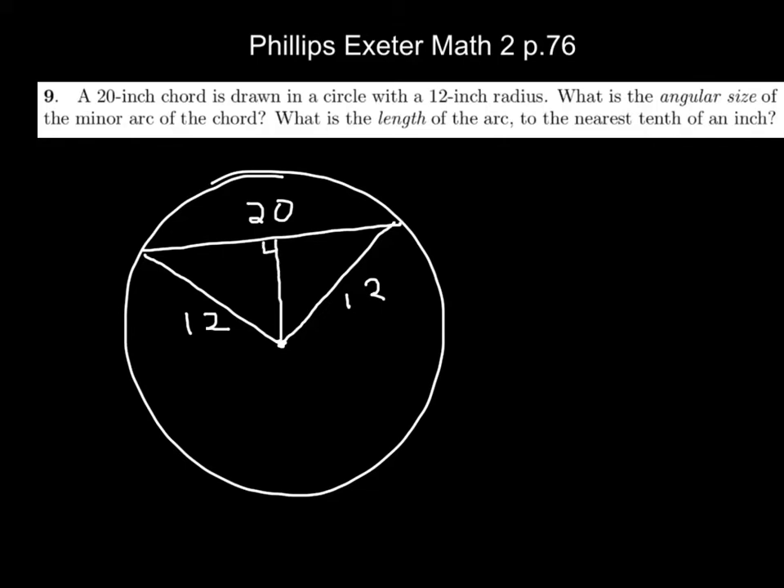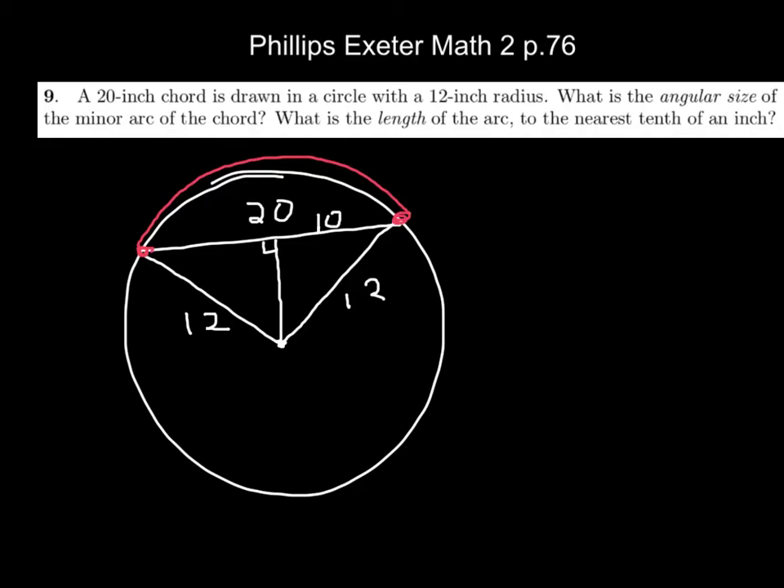to the middle of the chord. And that will also give us what this length, what's this length of this right part right here? What would that be? That would be 10, because that bisects that chord. Now, we want to find the angular size. What that means is, what's the arc measurement right there?